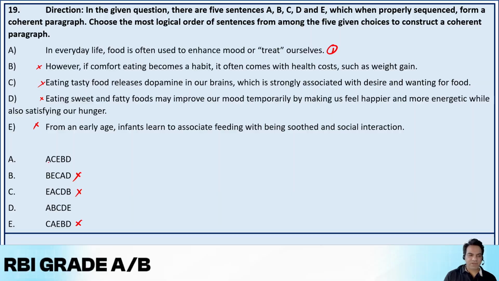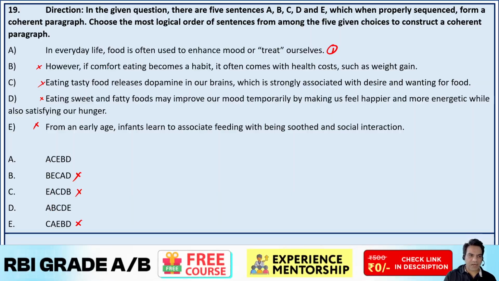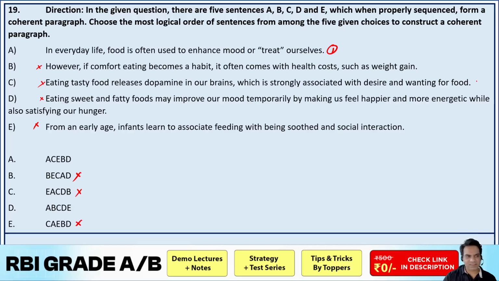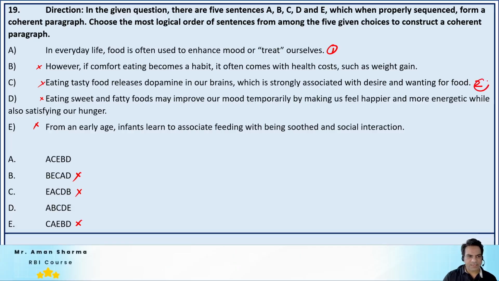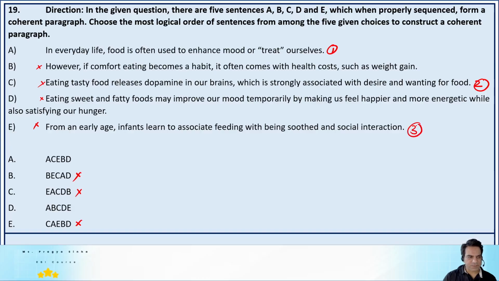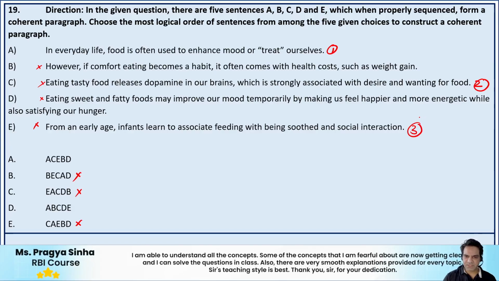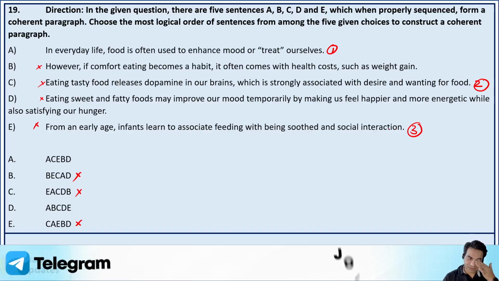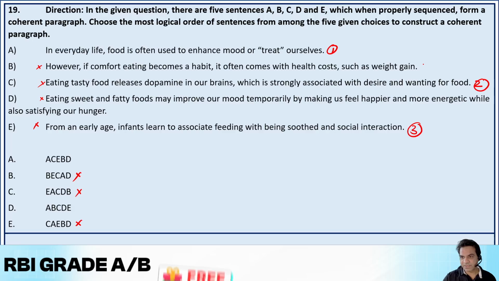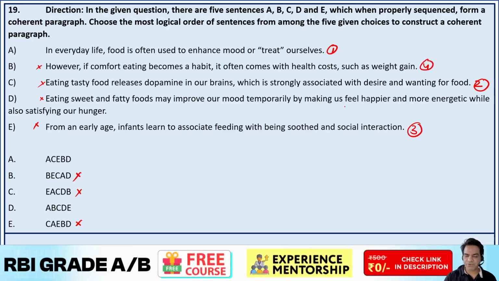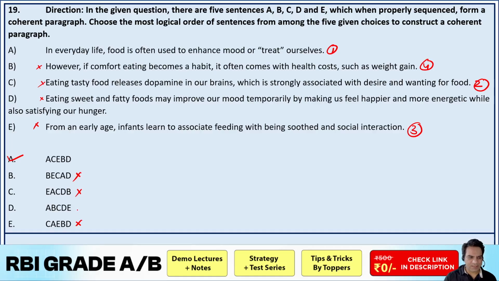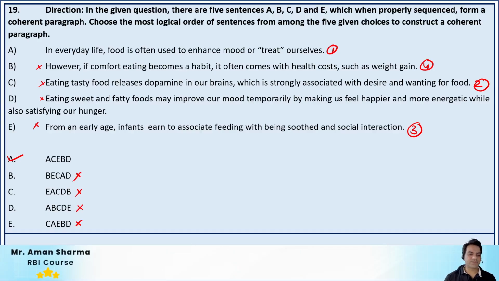See, after A, now we have to find the second sentence. Can A be followed by B? However, if comfort eating becomes a habit, it often comes. No. So the correct sequence is, first is A, second is C. Eating tasty food releases dopamine in our brains, which is strongly associated with desire and wanting for food. Then third is option E. From an early age, infants learn to associate feeding with being soothed and social interactions. And then B. However, if comfort eating becomes a habit, it often comes with health costs such as weight gain. And eating sweet fatty food may improve our mood temporarily, while also satisfying our hunger. So the correct option is option A. So that's the correct answer, guys.